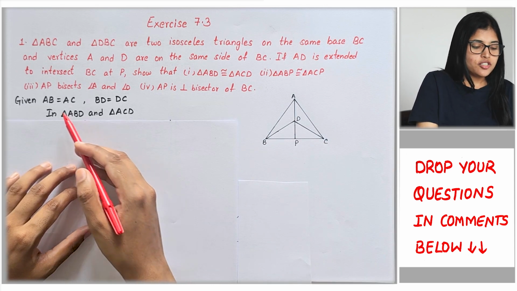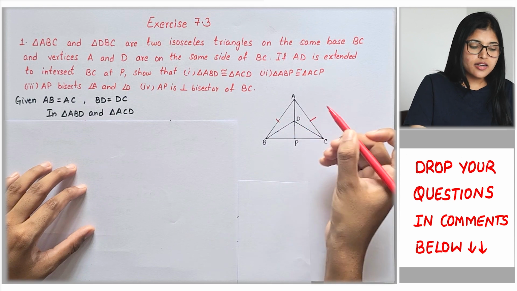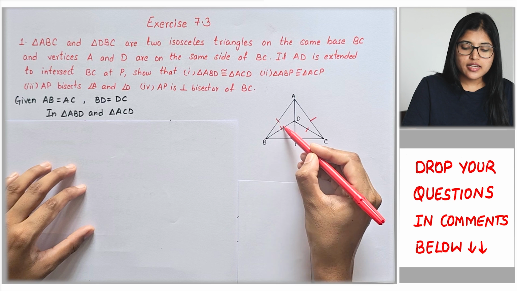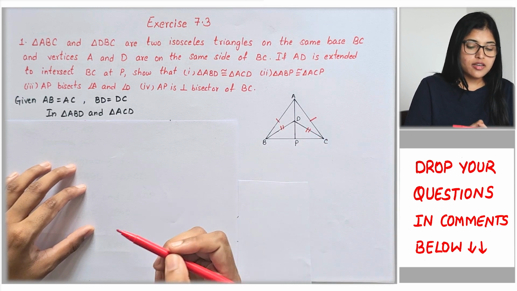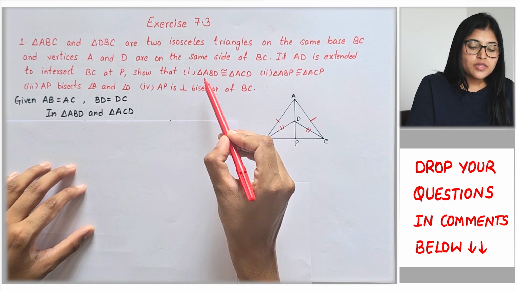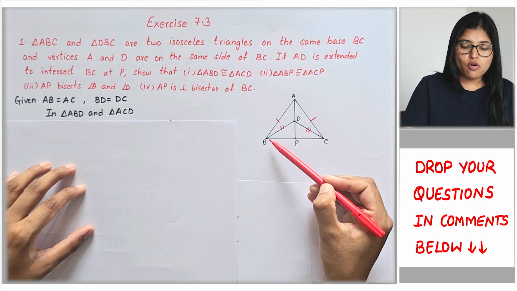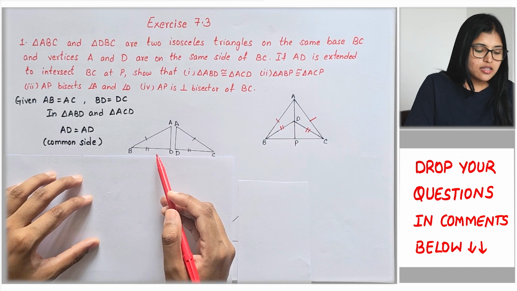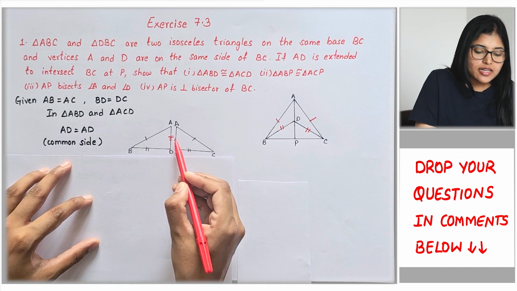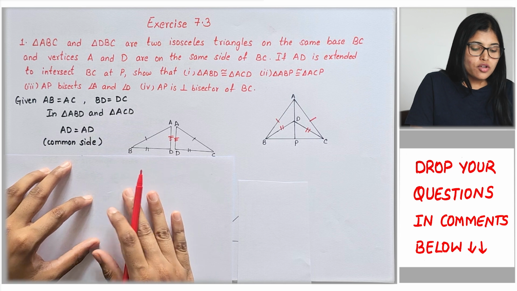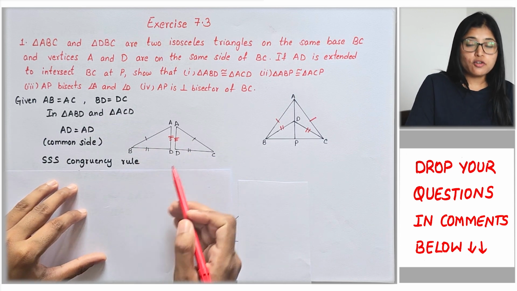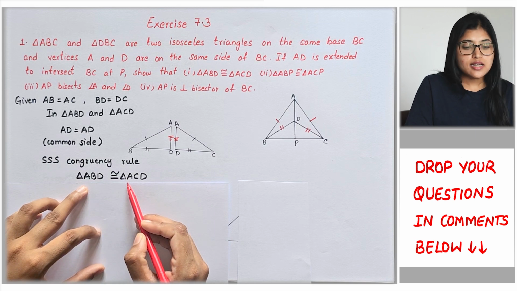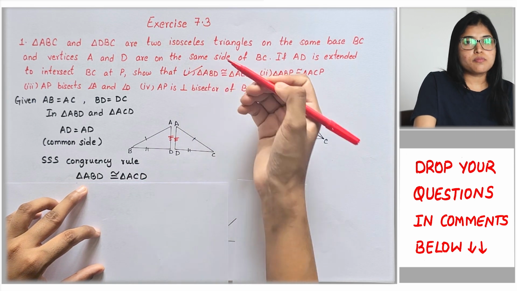Writing down the given information, I know that AB and AC are equal as given to me, and BD and CD are also equal. So this side is equal to this side and this side is equal to this side. Now the first part says to prove triangle ABD and triangle ACD are congruent. I have drawn these triangles here. I can see that AD is a common side over here. So from the SSS congruency rule, because all the sides are equal, I can say triangle ABD is congruent to triangle ACD. Hence we have proved the first part of the question.